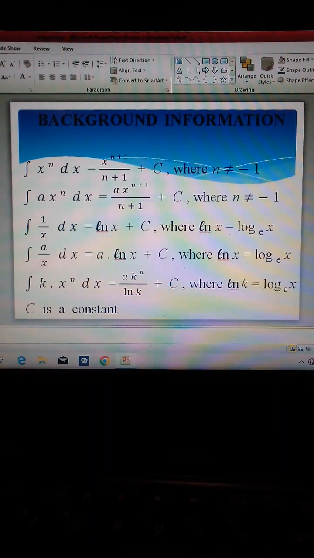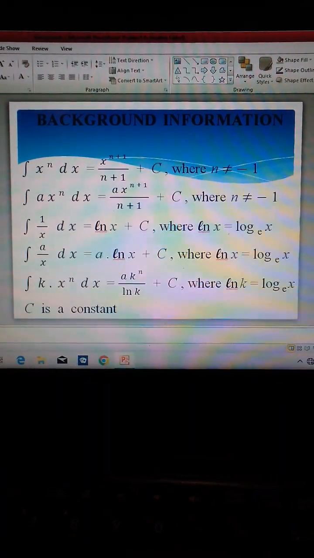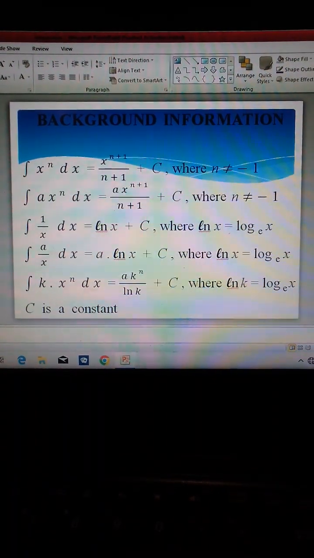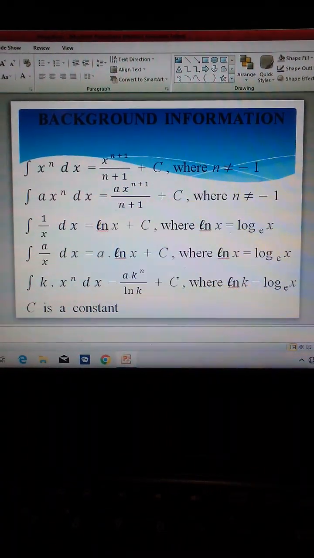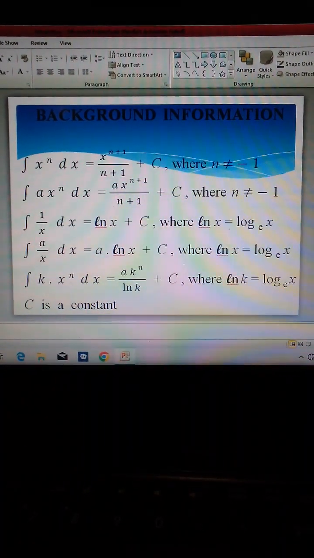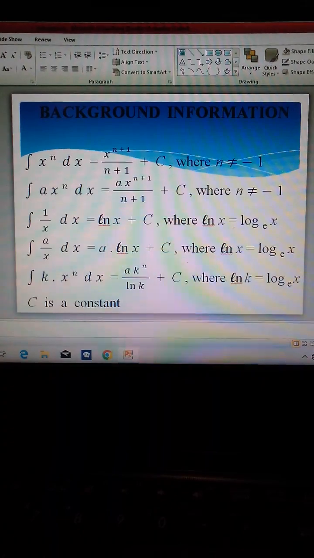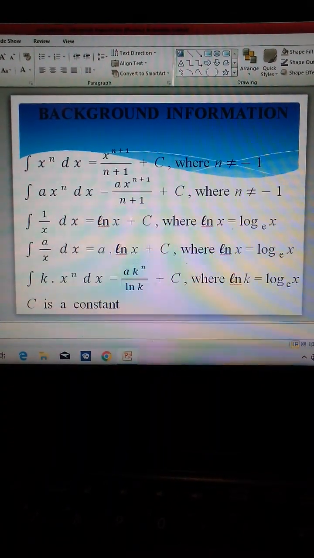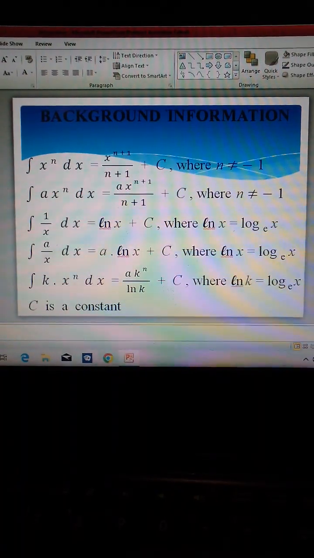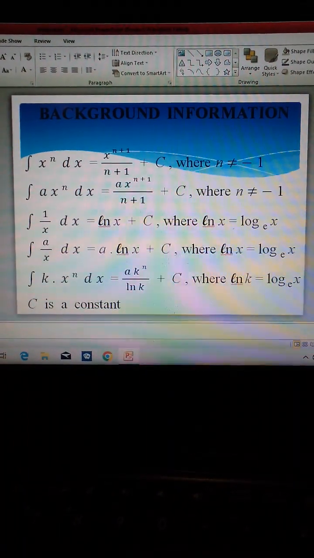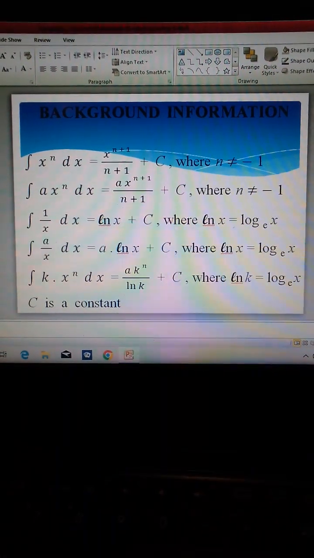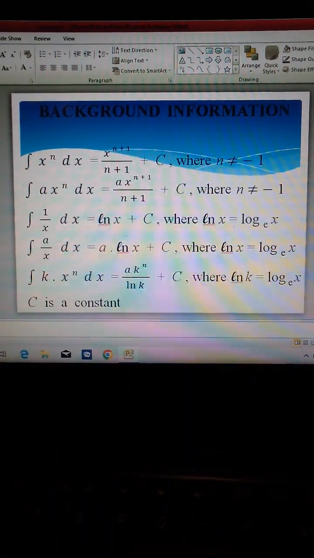The second rule is the same as the first rule, it's just that now there's a coefficient a, so the integral of a times x to the power of n with respect to x is equal to a times x to the power of n plus 1, because first we increase the exponent by 1, and then we divide by the new exponent, which is n plus 1, and then we add c. Once again, the restriction is that n must not be equal to negative 1. Please note that in this lesson we'll be using the first two, but still I'm going to cover the others.